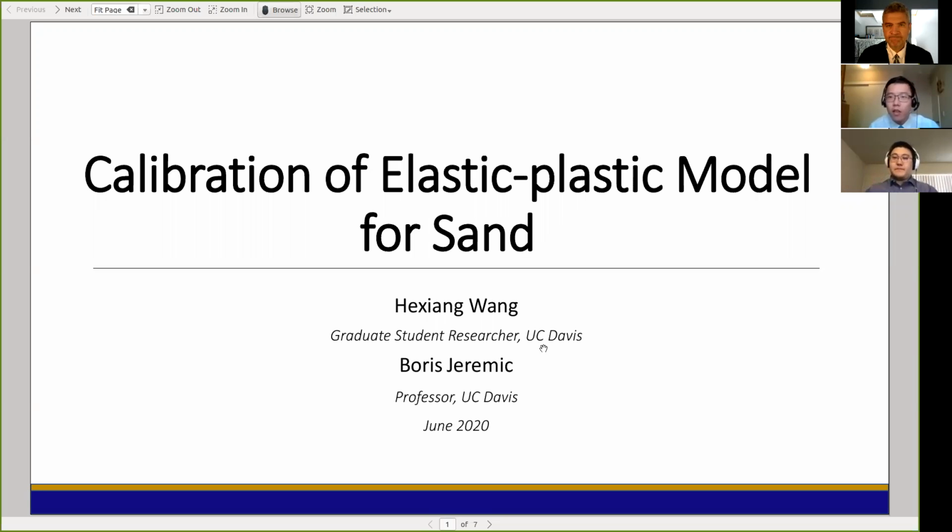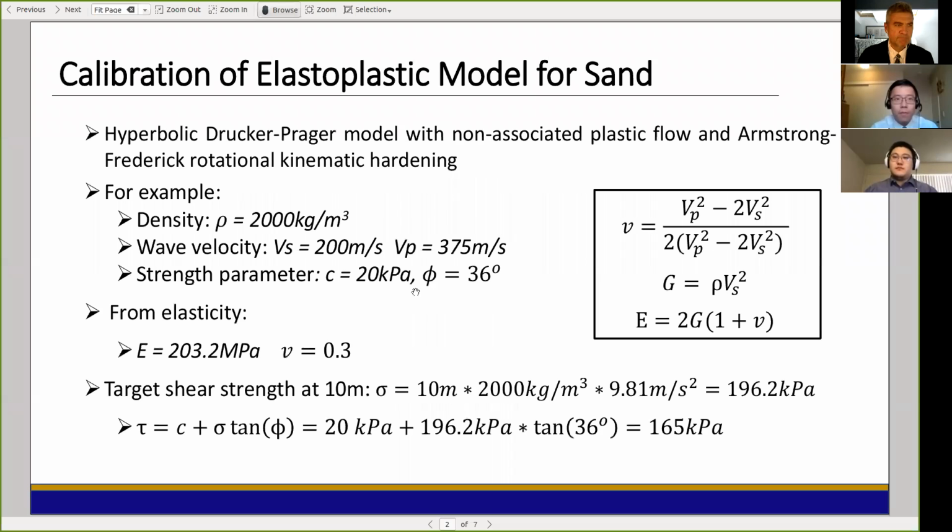Thanks, Professor, for introducing me. Today we will continue our talk on the calibration of the elastoplastic model for the sand. As we discussed in the previous lectures, for engineering practice, we can model the elastoplastic behavior of sand using a simple yet very powerful model called the hyperbolic Drucker-Prager model with a non-associated plastic flow and Armstrong-Frederick rotational kinematic hardening. So today we're going to talk about how we calibrate the parameters for such a model.